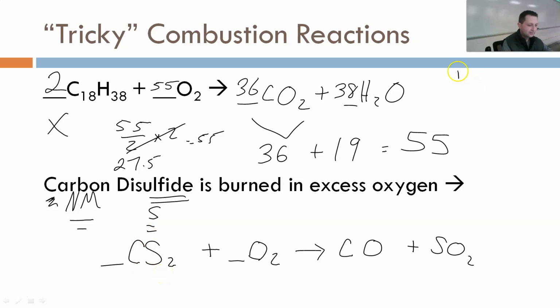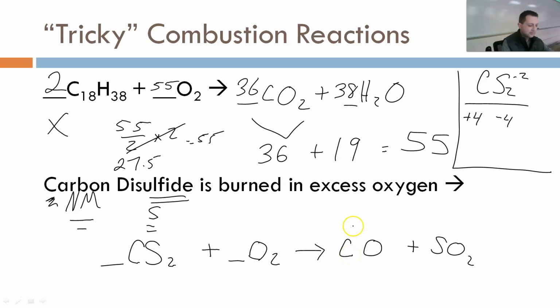Let's go over here, a little section for this. For CS2, sulfur has an oxidation number of -2, because sulfide is usually a -2 ion, right? Or it is a -2 ion. So that gives us a -4 total from sulfur. That means carbon is a +4. So I want carbon to be a +4 on the product side as well.